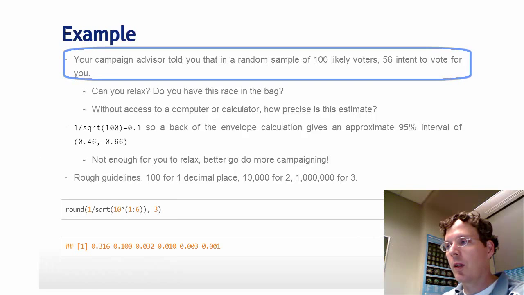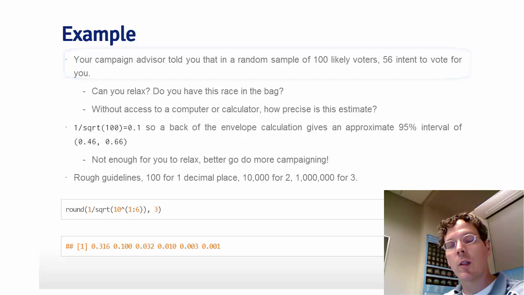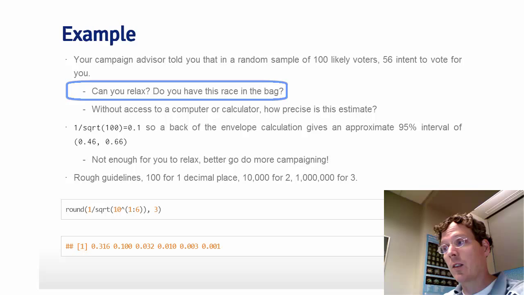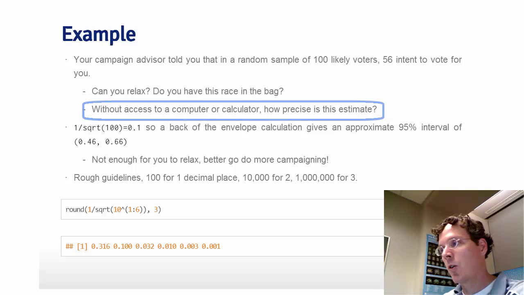Imagine you were running for political office and your campaign advisor told you that in a random sample of 100 likely voters, 56 intended to vote for you. Can you relax? Do you have this race in the bag? Is 0.56 out of 100 sampled enough evidence to conclude that you will likely get more than 50% of the vote? But you don't have access to a computer or calculator.